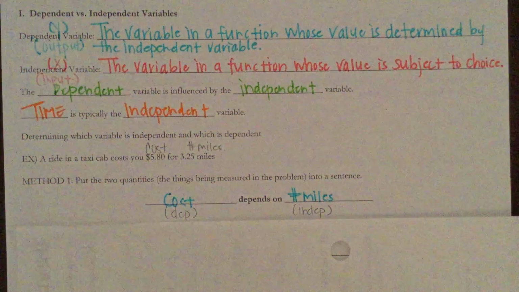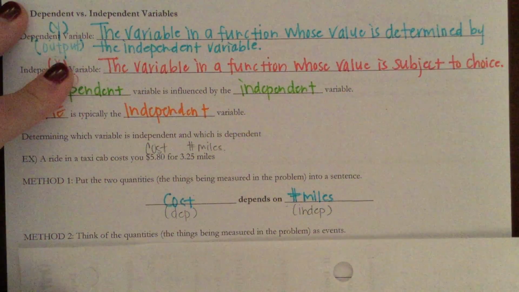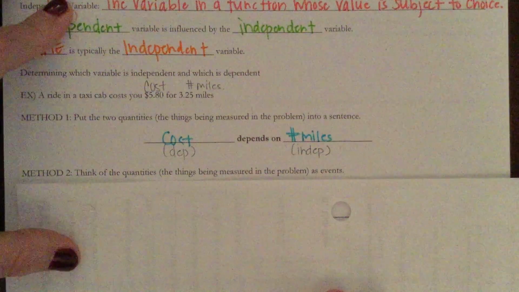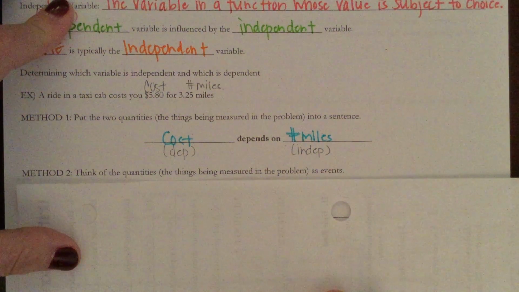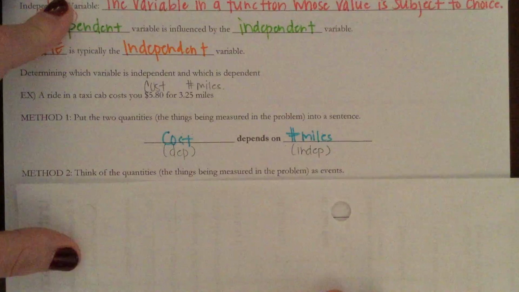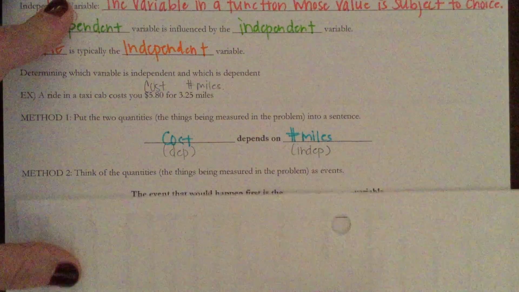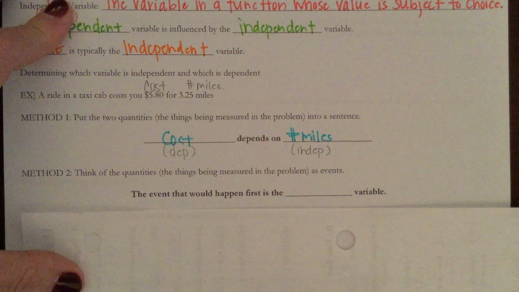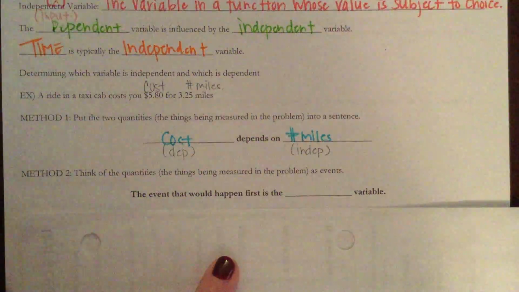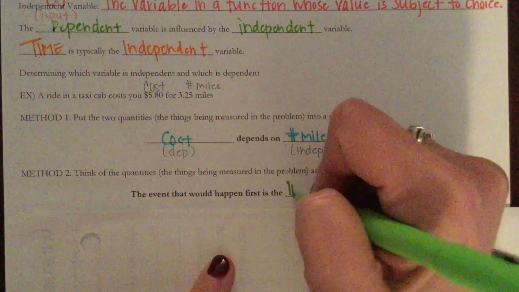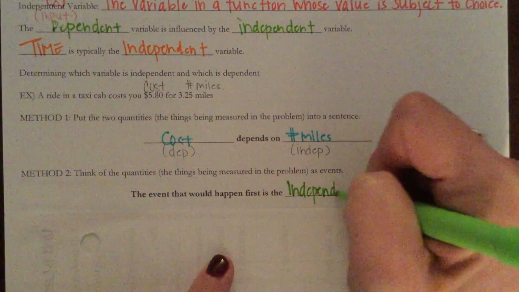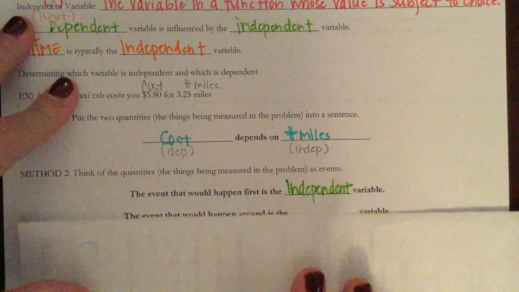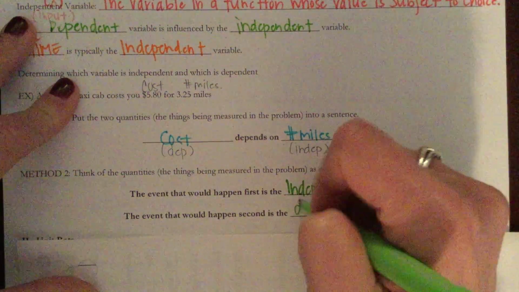If the sentence idea doesn't work for you, then a second method that we have for determining independent and dependent variables is to think about the two quantities or things being measured as separate events. The event that happened first is going to be the independent variable. The event that happened second is the dependent variable.